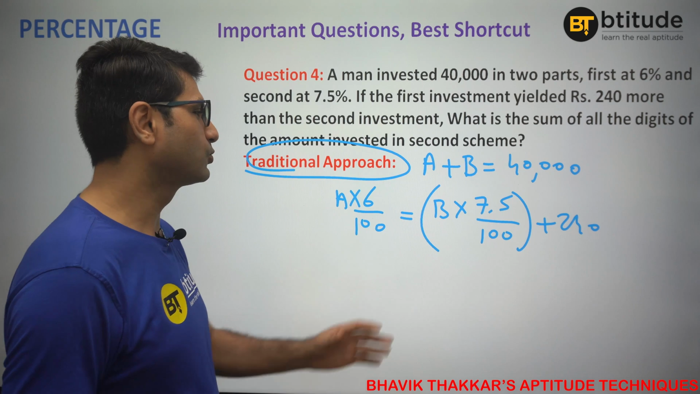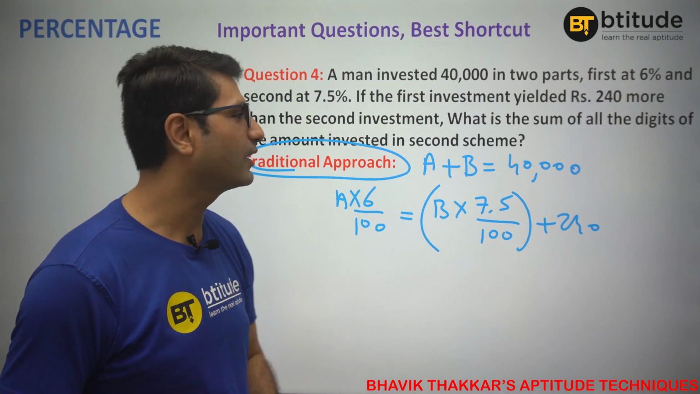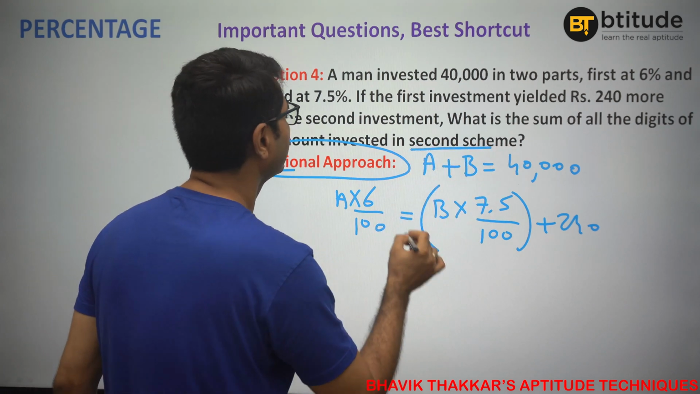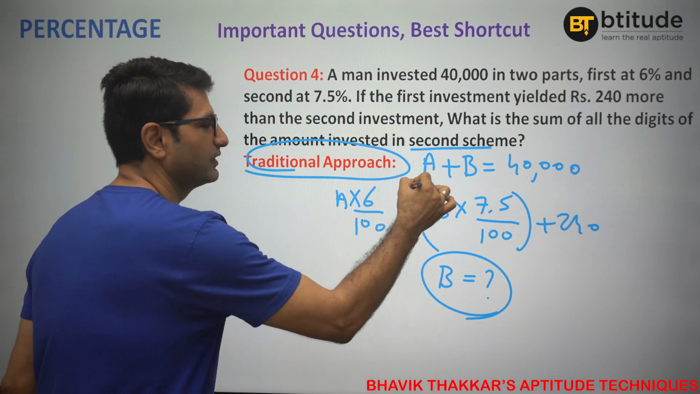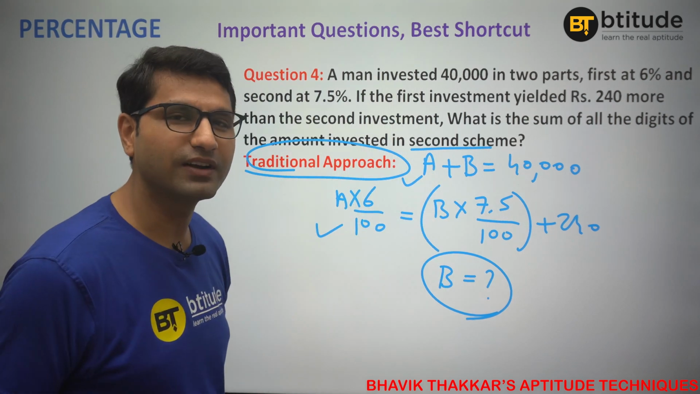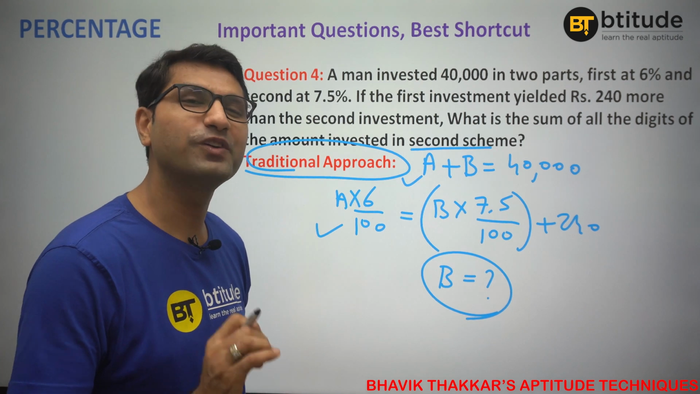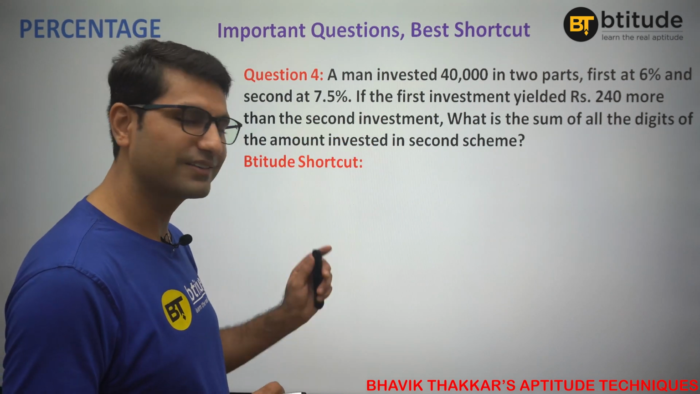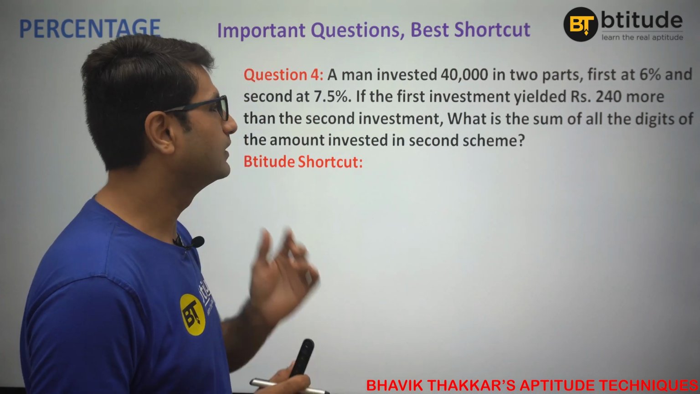Now obviously you have got two equations, two variables A and B. You will be able to find it out. And the question asks for the second scheme investment, that is B. So B is equal to how much? These are two equations. You can solve them and you can get your answer. Fine. That is the traditional method. Now how will a Btitude student be able to do it? Let's try to figure it out. We will compare, right? We'll compare.